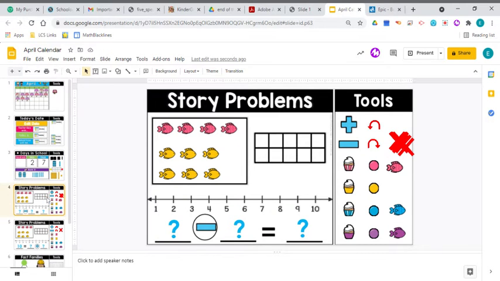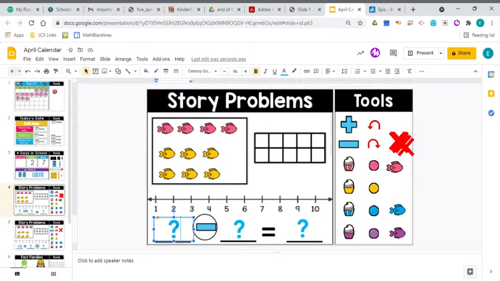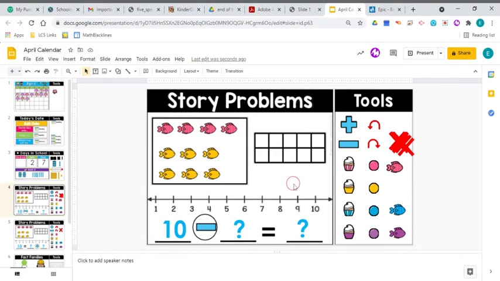Moving along to our story problems. We are still working with our fishies here. We are starting with 1, 2, 3, 4, 5, 6, 7, 8, 9, 10. And for the next couple of days, we are going to keep starting with 10 because we're going to work on subtracting from 10 and then adding things together to make 10. So we're going to be working with 10s.